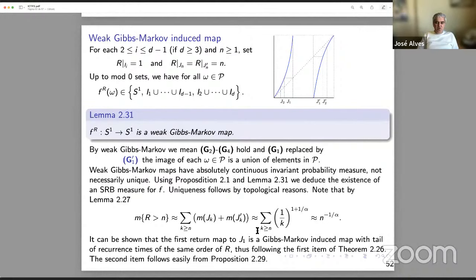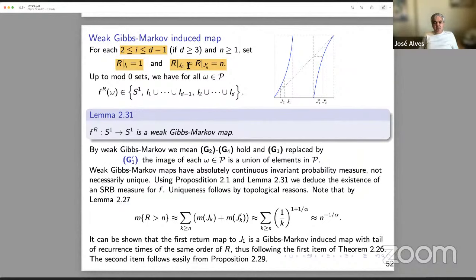So what is the transformation I'm going to define? We assume for the intervals in between, the intervals from 2 to d minus 1, that the recurrence time is precisely 1. Again, I'm going to induce in the whole S1. And for those intervals it is equal to 1. Well, that's okay, because each of these intervals Ii is sent by f onto the whole interval S1 minus 0, and the derivative is strictly bigger than 1, uniformly bounded away from 1. The problem is on the two intervals I1 and ID. For the other ones, we are going to use not the partition intervals I1 and ID, but these subintervals.